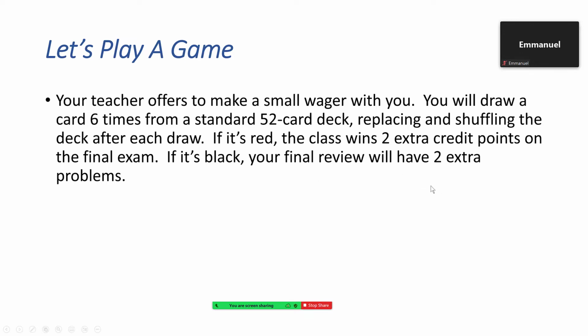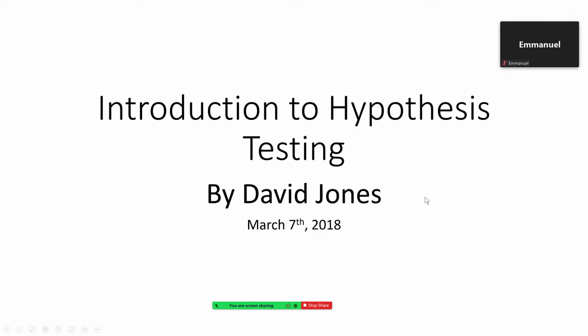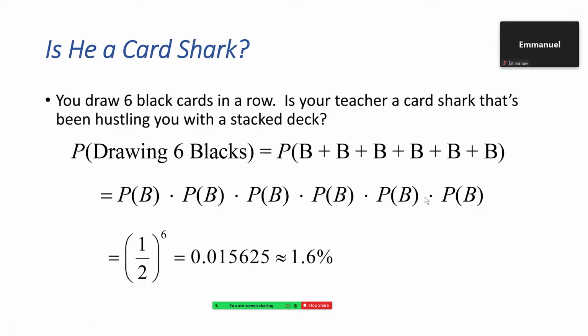And here we go. So you end up drawing 6 black cards in a row. Even though the red cards were the reward, you drew 6 black cards in a row, and you're starting to wonder, is your teacher a snake? Is he a card shark? Has he been hustling you?